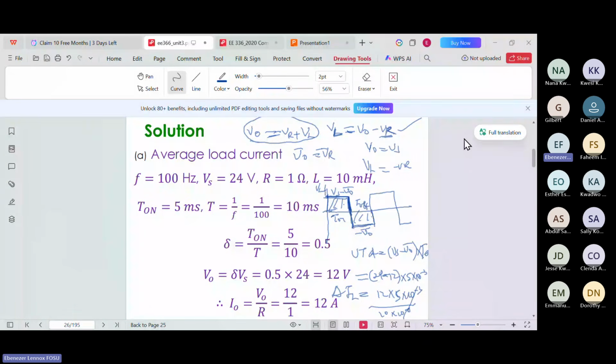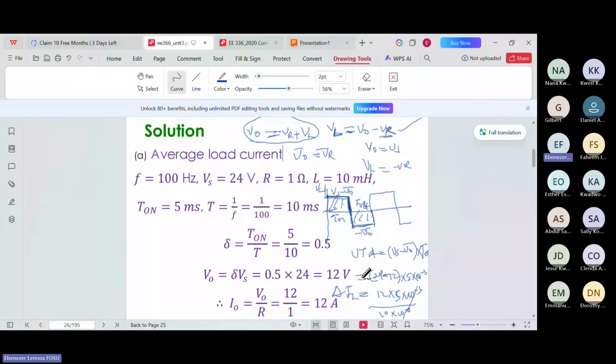So that is what we are going to have. You can simplify this, so that will be 60 over 10, right? So you will get 6 amps. So the change in the inductor current is 6 amps. Please, do you understand how we got here?